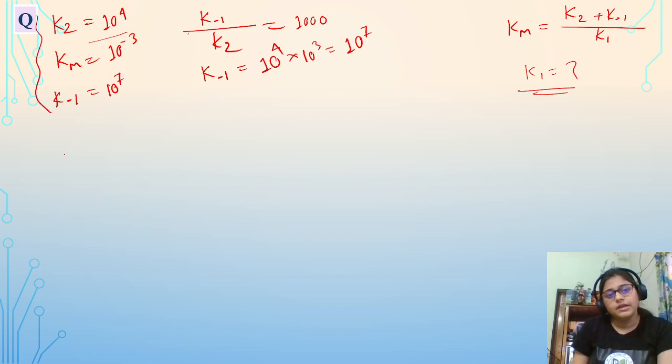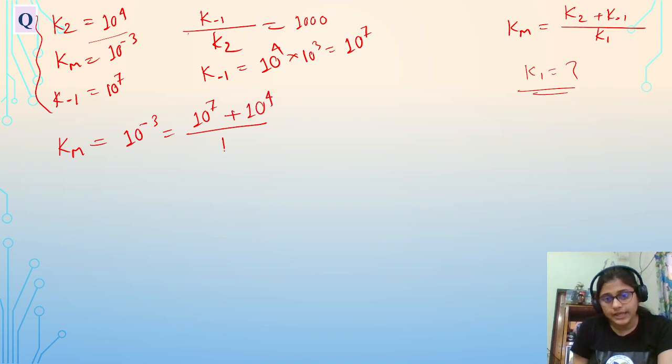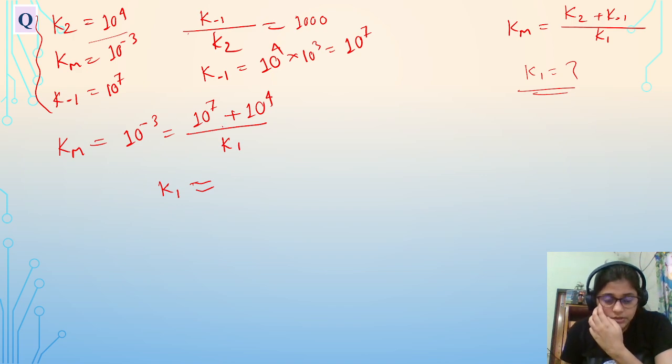These three we know. Now if we put them in the Km equation, Km equals 10 to the power minus 3 equals 10 to the power 7 plus 10 to the power 4 by K1. So K1 will be approximately, I am taking, because we have to see the options, 10 to the power 11 by 10 to the power 3.